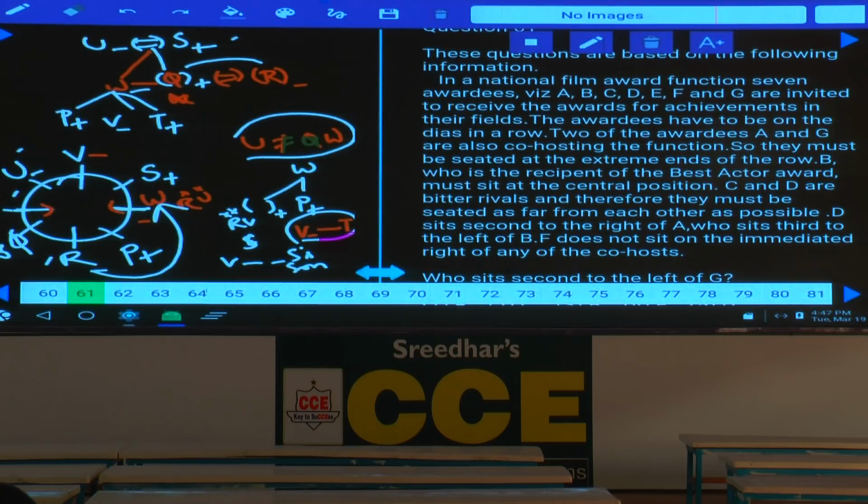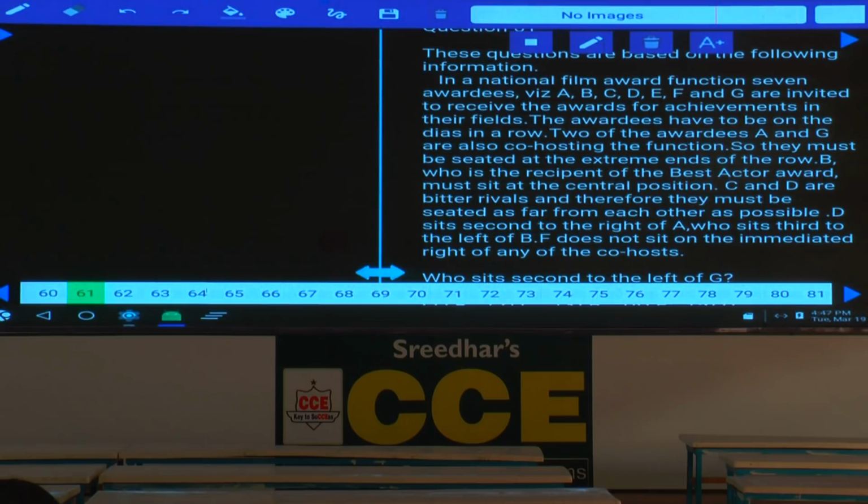In a national film award function, 7 awardees A, B, C, D, E, F and G are invited to receive the awards for achievements in their fields. The awardees have to be on the dais in a row. Then how many persons? 1, 2, 3, 4, 5, 6 and 7. 7 persons. And now two of the awardees, A and G, are also co-hosting the function, and so they must be seated at the extreme ends of the row. Who are those 2 persons?